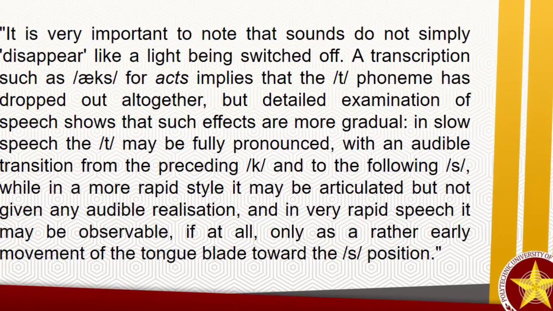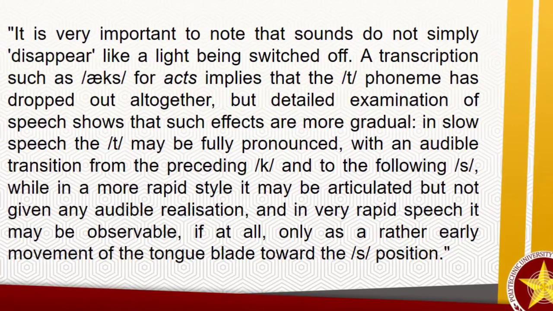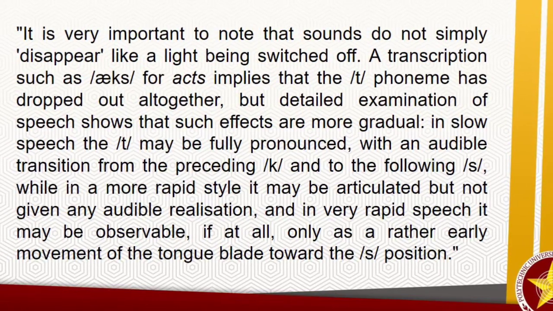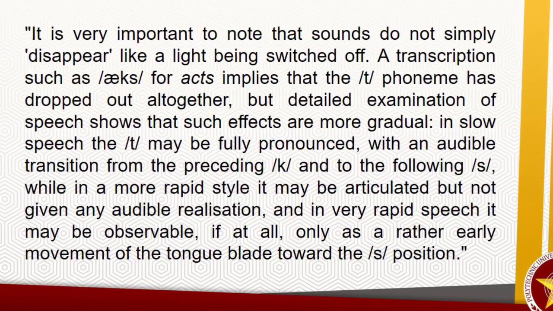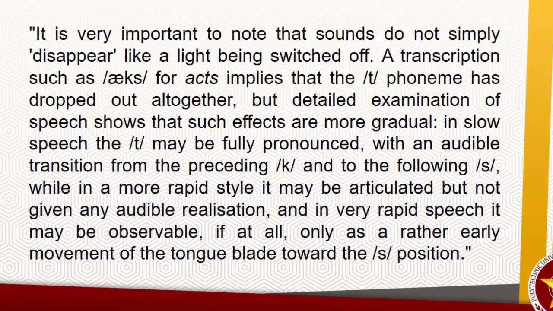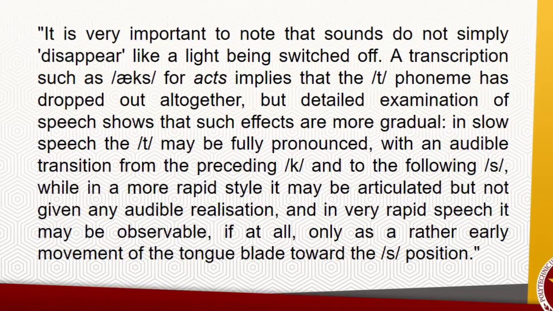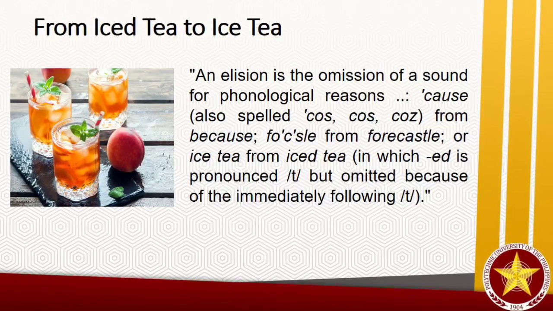In slow speech the T may be fully pronounced, with an audible transition from the preceding K and to the following S, while, in a more rapid style, it may be articulated, but not given any audible realization, and in very rapid speech it may be observable, if at all, only as a rather early movement of the tongue blade toward the S position. An elision is the omission of a sound for phonological reasons.